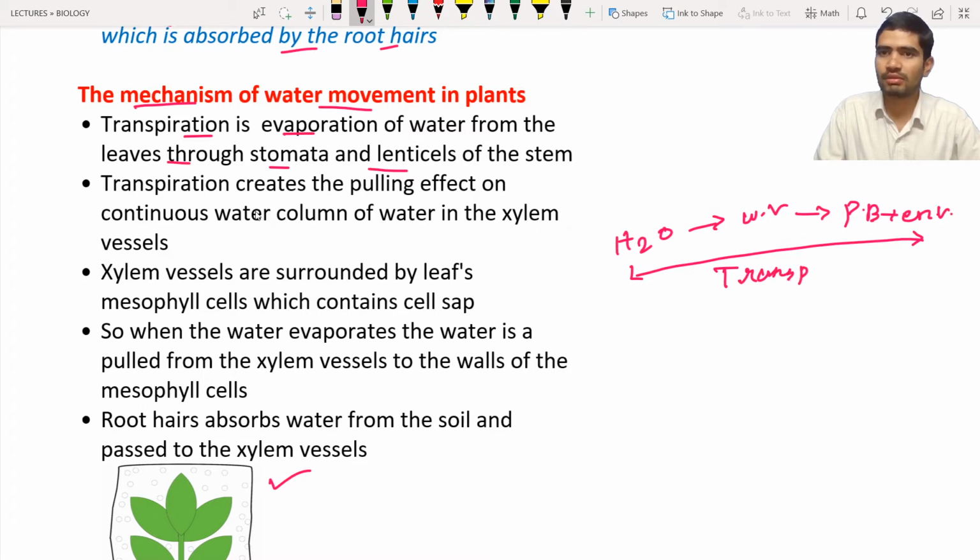So the water is going to escape. In what way is it going to escape? As water vapor.